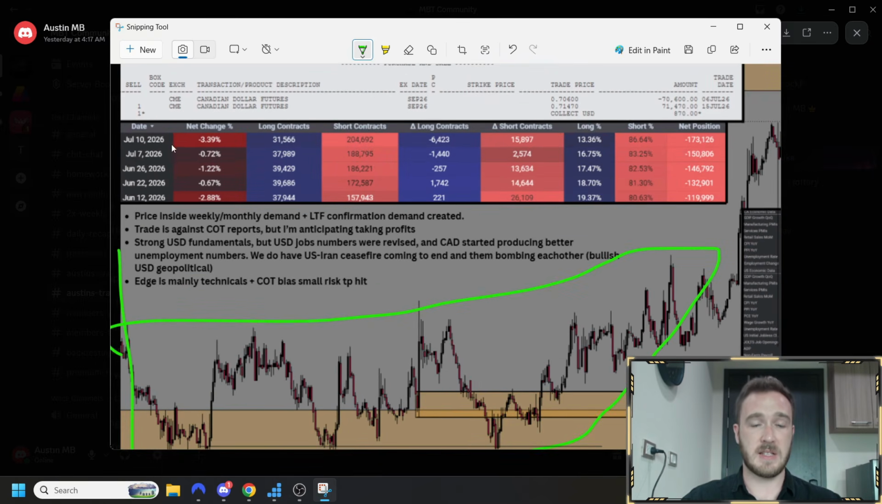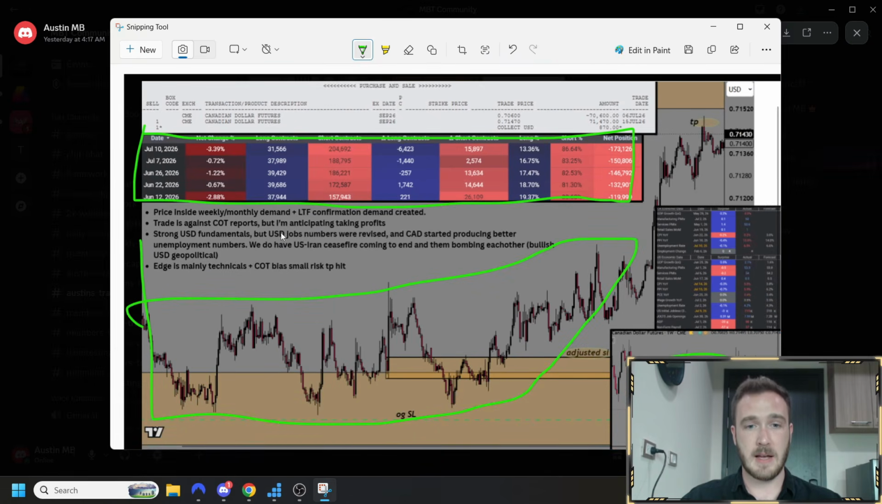I also have COT reports. This is a big part of my trading right here. So I have COT reports here covering my sentiment. I might have the P&L statement mainly just for sharing purposes on social media.